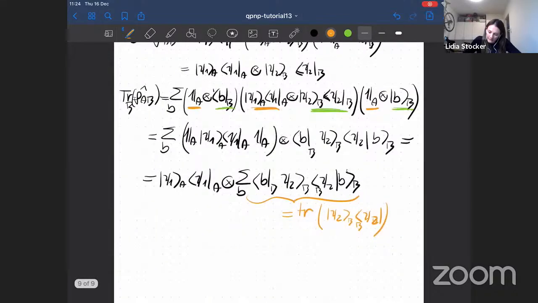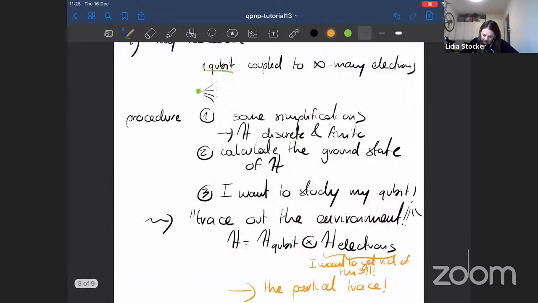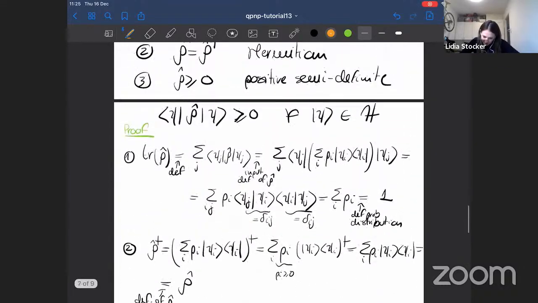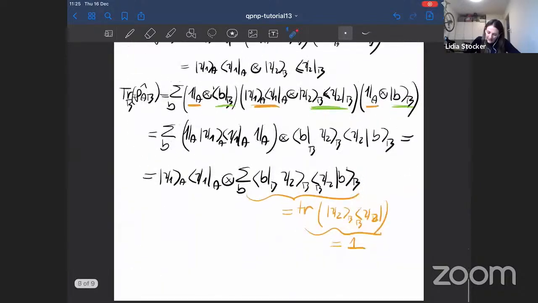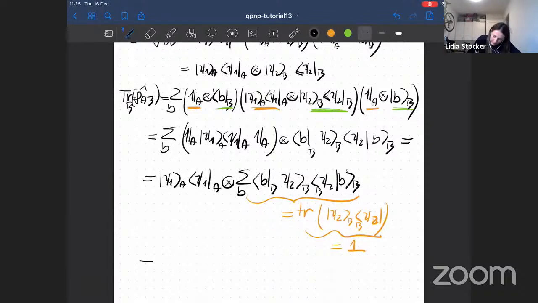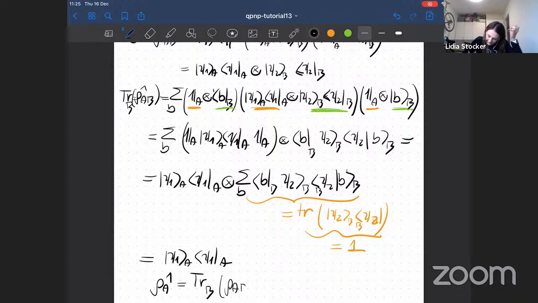Now, what do we know? This is because of the property we just saw. The trace of a density operator, and now I have to go back here, is normalized. Okay, this is property 1. So what comes out is psi IA, psi IA. So for a pure state, the reduced density matrix, if I trace out the part of the Hilbert space I don't want, I get exactly this: psi IA, psi IA, which is quite intuitive.